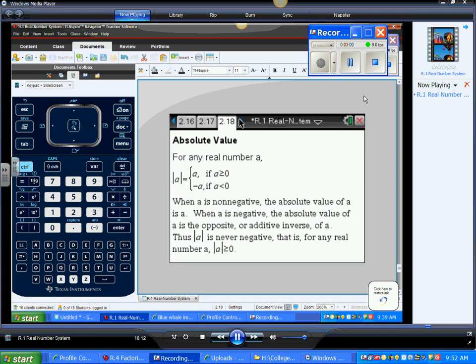This is our general definition for absolute value. I'm not expecting you to have this one memorized by any means. I just need you to know how the absolute value works, knowing those rules. Negative turns positive, positive stays positive, and 0 is 0. Next page.